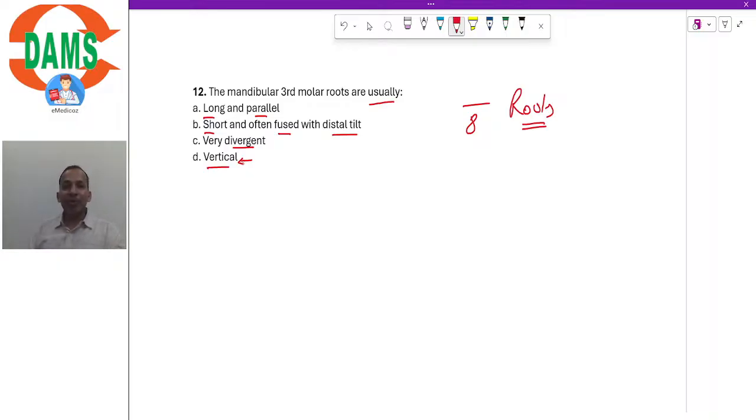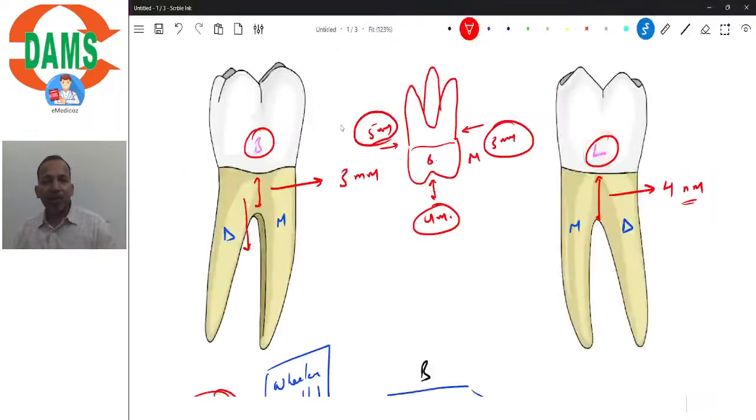Answering the MCQ is not always about choosing the correct option. It is always about choosing the best option, right? By saying this I have already ruled out option D, isn't it? So which of these would be the correct option or the best option? Short and often fused with a distal tilt, isn't it? Option B.